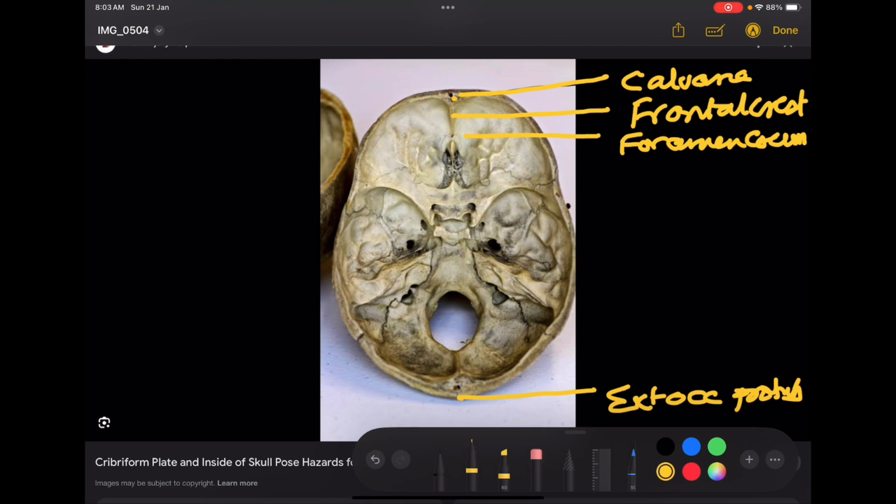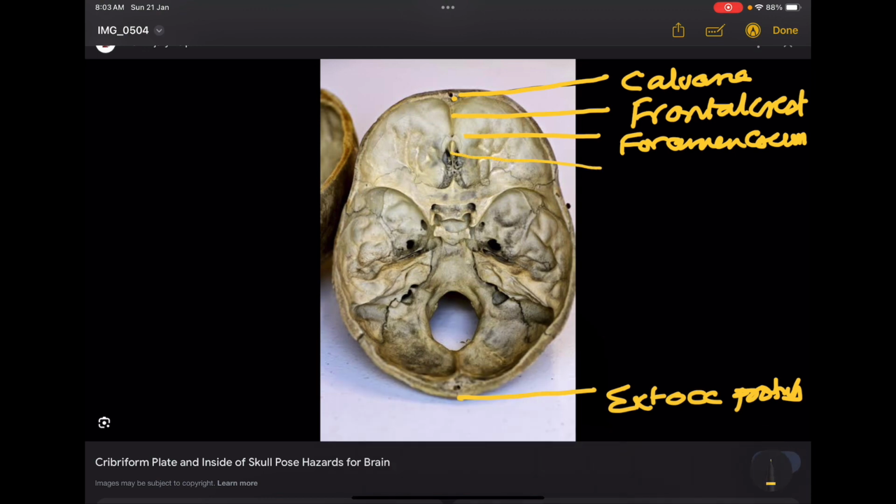Then we see the crista galli, the attachment of falx cerebri, but that crest is the projection of the nasal septum into the anterior cranial fossa, and that comes through this cribriform plate.